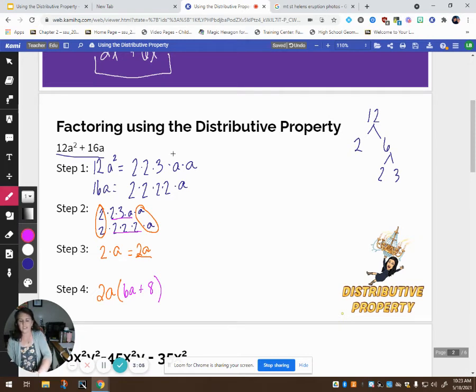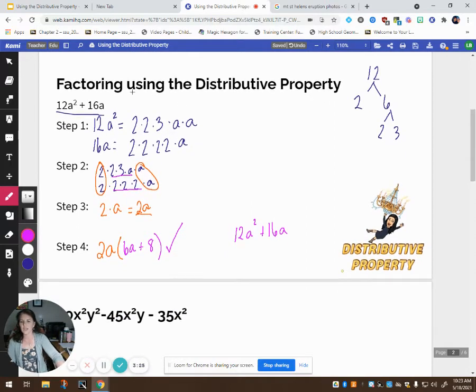Remember, factor means that it's two things being multiplied together. We can check it using the distributive property. 2a times 6a would be 12a squared, and 2a times 8 is a positive 16a, which is exactly what we started with, so we know that we have written it in factored form correctly.